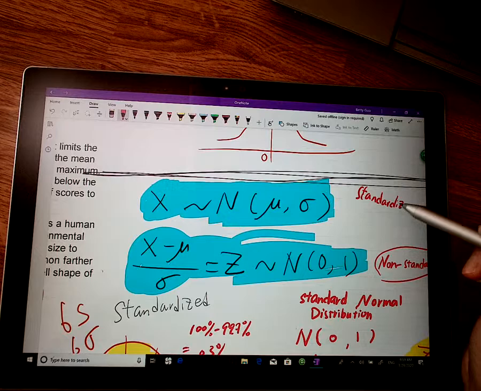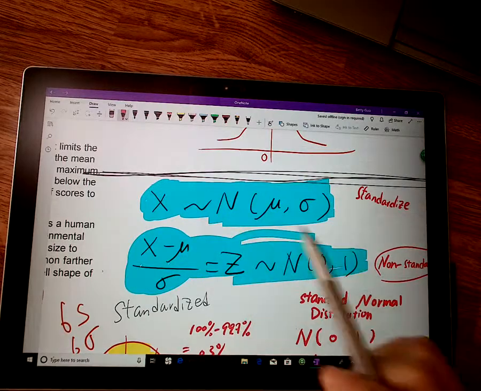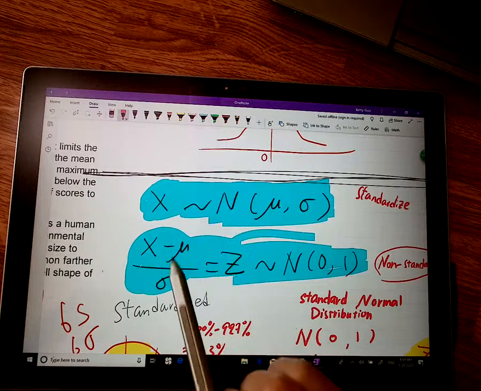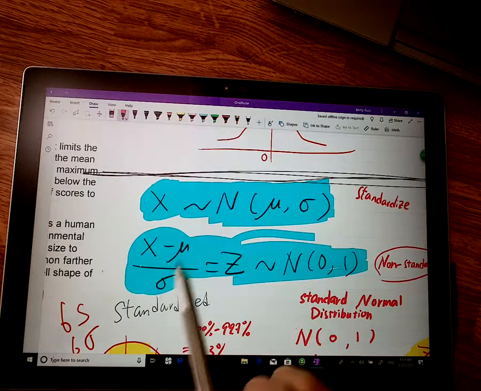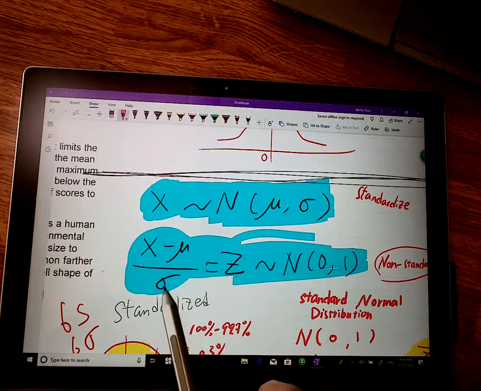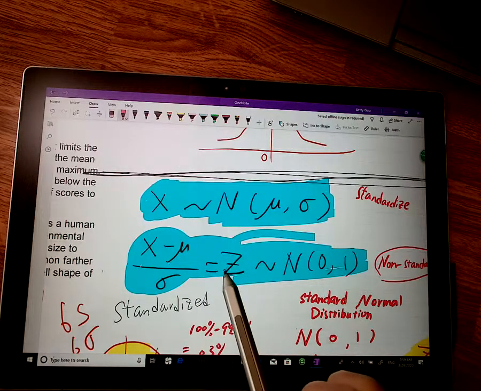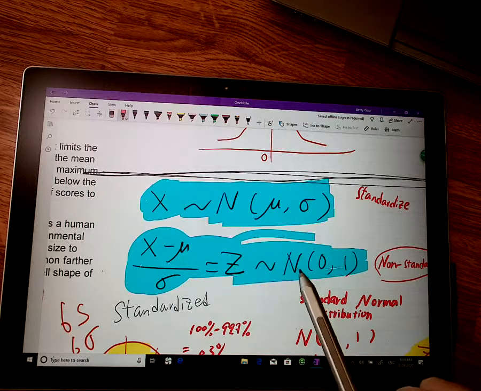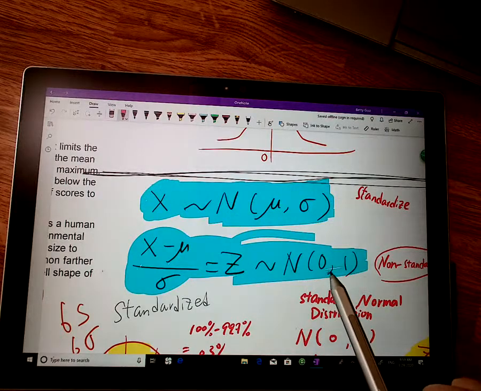Standardize. We are able to standardize it. How? We subtract mu from X and divide all over sigma. Mu is the population mean. Sigma is the population standard deviation. Then of course we would have a different variable, right? Let's say z. And z would be standard normally distributed.